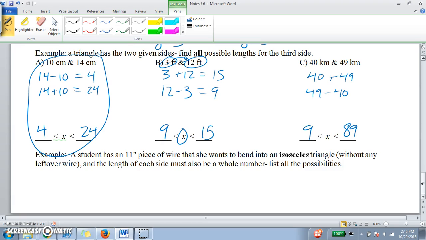Last problem, a student has an 11-inch piece of wire that she wants to bend into an isosceles triangle. Isosceles again means that two of the sides are the same. And the length of each side must also be a whole number. List all the possibilities. So we've got 11 inches to work with.